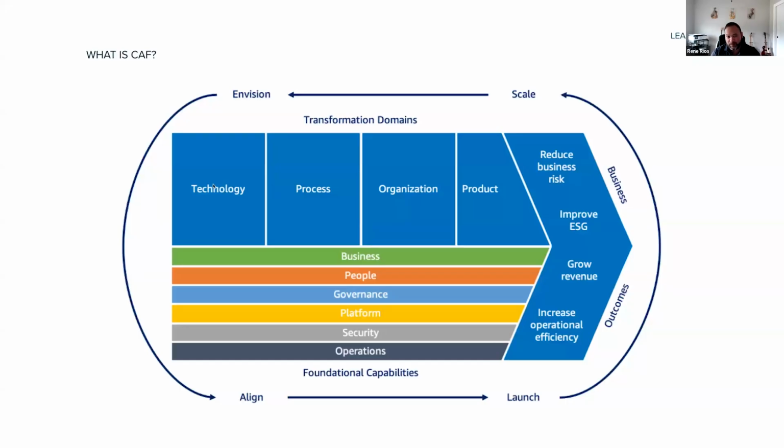So this is it, a huge picture. I'm just going to break it down into small sections, and then we'll talk a little bit about it in detail. So we have the cycle, starting at envision, align, launch, and scale. Then we have the 4 use cases: the use case of technology, process, organization, or product. And then that sits on top of the 6 pillars or 6 perspectives.